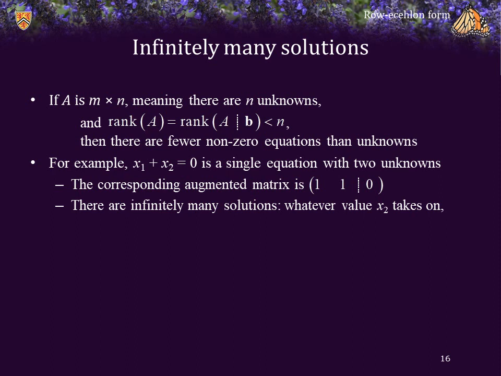For whatever value x2 takes on, if we let x1 be the negative of x2, then this is a solution vector to this system of linear equations. If x2 is 5, then negative 5 plus 5 is equal to 0. If x2 is equal to negative 3, then x1 is 3. 3 plus negative 3 is again equal to 0. Again, we see that there are infinitely many solutions.